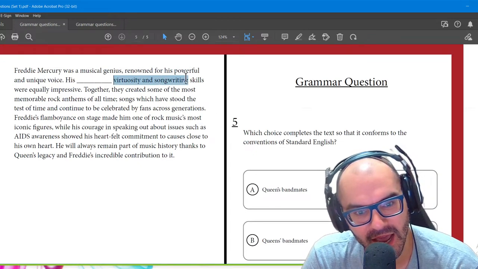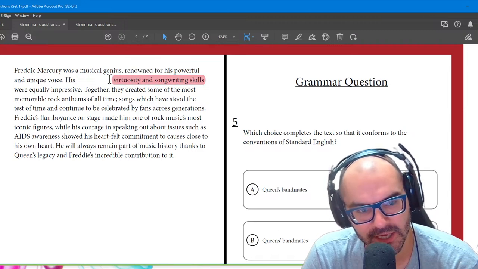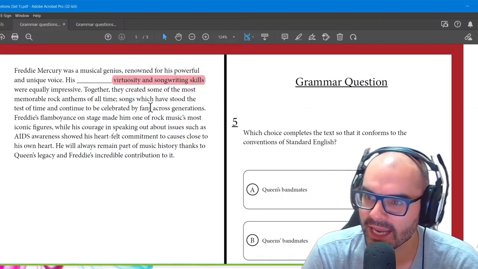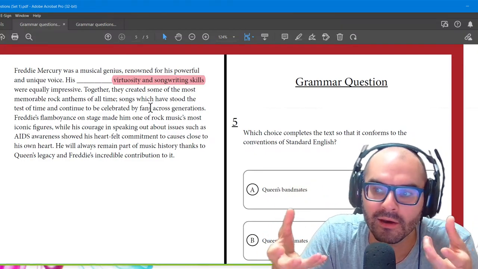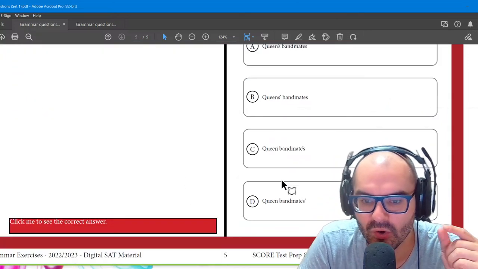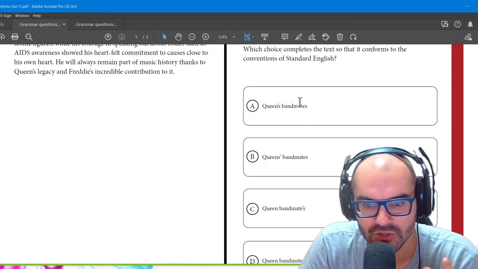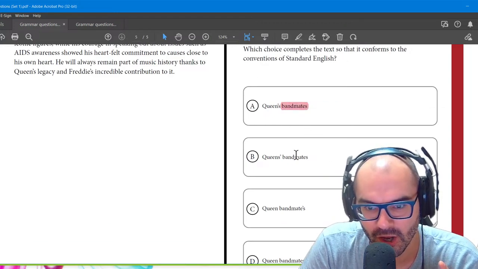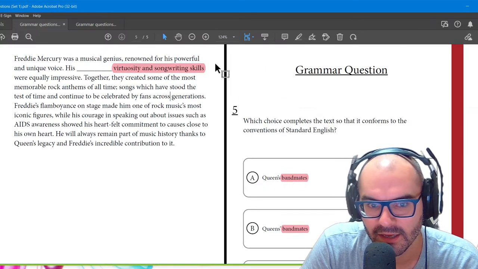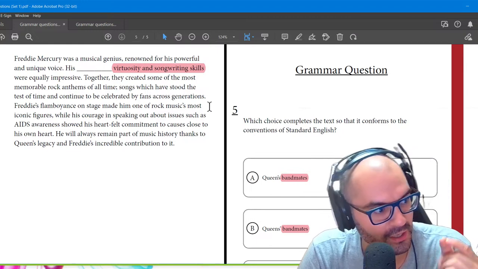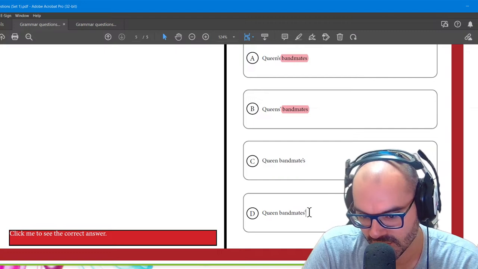So I notice I have nouns right after this. So I'm going to need an apostrophe before these words. I can't have a bunch of nouns together without some kind of apostrophe action here. So one of these last two choices seems like it would be the right choice, right? Because these first two don't have an apostrophe on bandmates, and I need that because I can't just have bandmates' virtuosity and skills without an apostrophe. So then the question becomes, which of these two is the right choice?